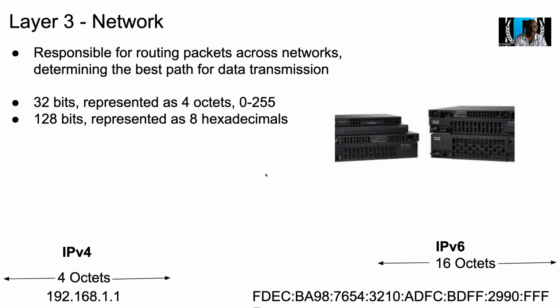The network layer, layer 3, is where your routers operate and your IP address. It's responsible for routing packets across the networks to determine the best path for data transmission. You have a 32-bit IP address, IPv4, with 4 octets. And you also have IPv6, which companies are starting to roll out, which is 128 bits represented by 8 hexadecimals.